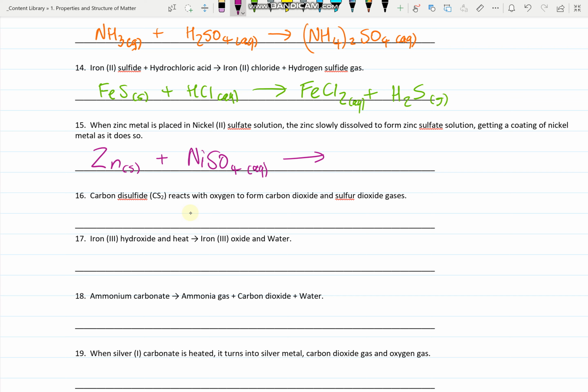The zinc's more reactive than nickel. There's a list of it, by the way. You can just look up the activity series of metals, and zinc would be higher than nickel, more reactive than nickel. And so it will react. It's obviously told us that it reacts anyway. And so you're going to get zinc sulfate aqueous, which doesn't have a color.